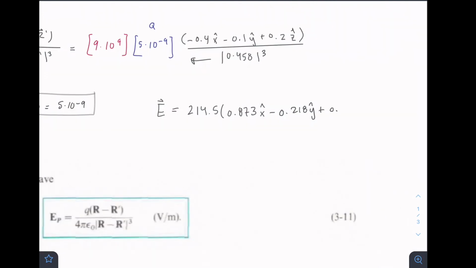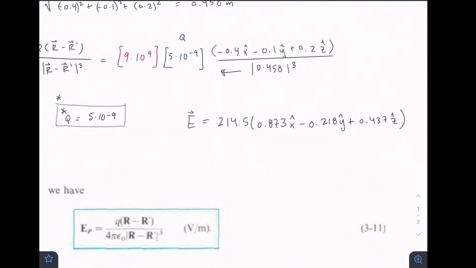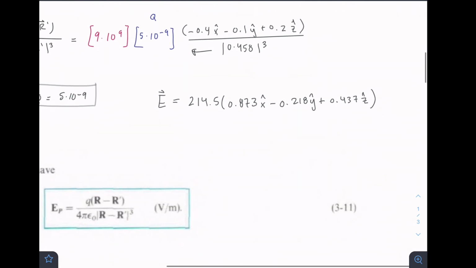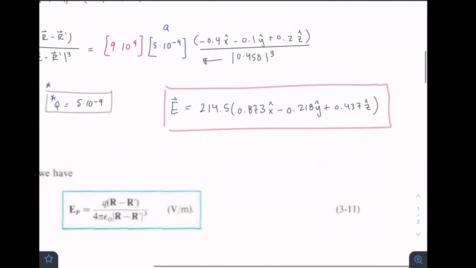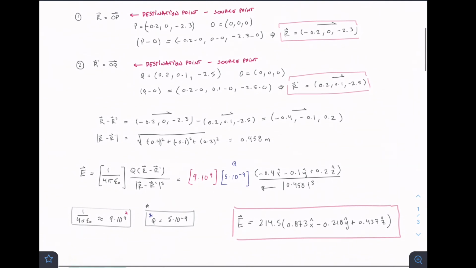Plus 0.437 in the z-hat direction. This is just moving numbers around. You could represent this in any way and just distribute. At this point, it's really just a series of numbers multiplied and distributed by these guys. So this problem just distributed and then rewrote them as unit vectors. So we just went over how to find r minus r prime and what that means in terms of the direct E-field equation to find E-field intensity.